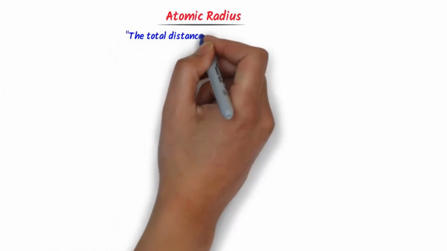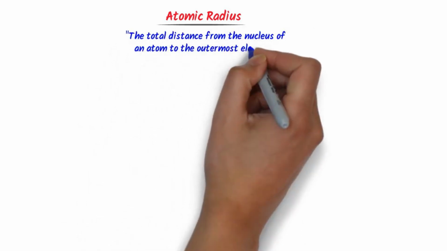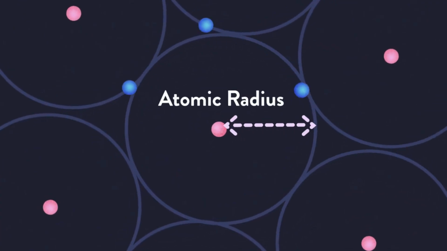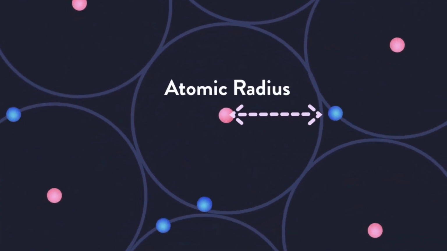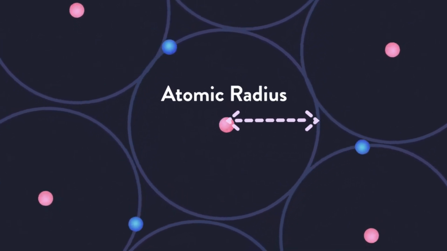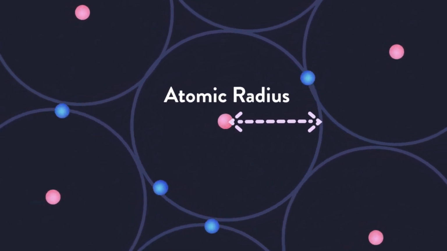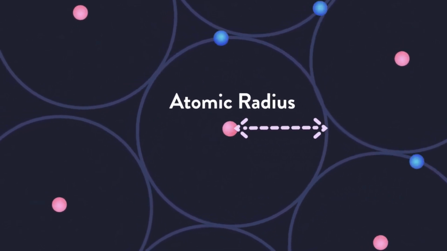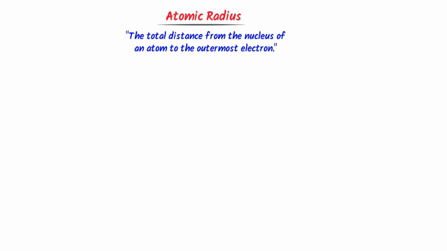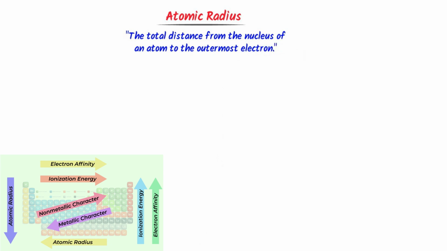We define atomic radius as the total distance from the nucleus of an atom. The atomic radius is a measure of the typical distance from the center of the nucleus to the boundary of the surrounding cloud of electrons. It's affected by the number of protons and electrons that make up an atom. Both change in predictable ways. The distance from the nucleus to the outermost electron is called atomic radius.